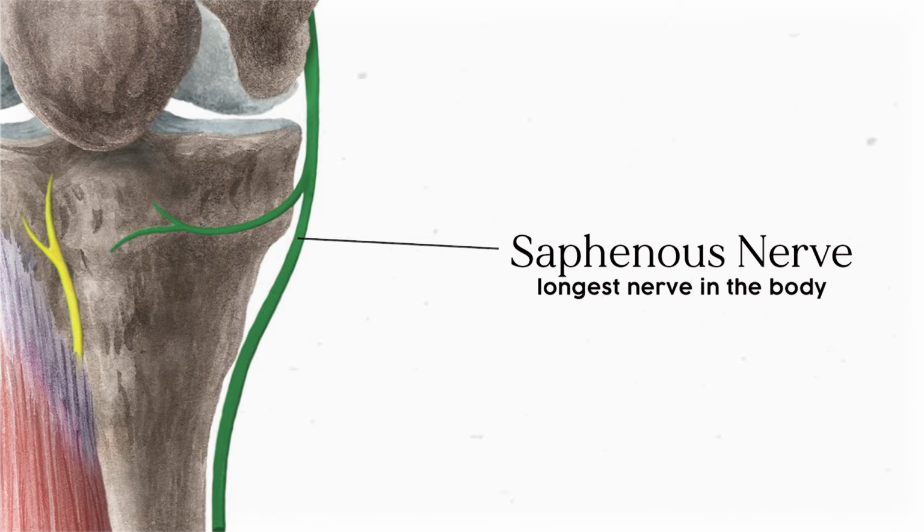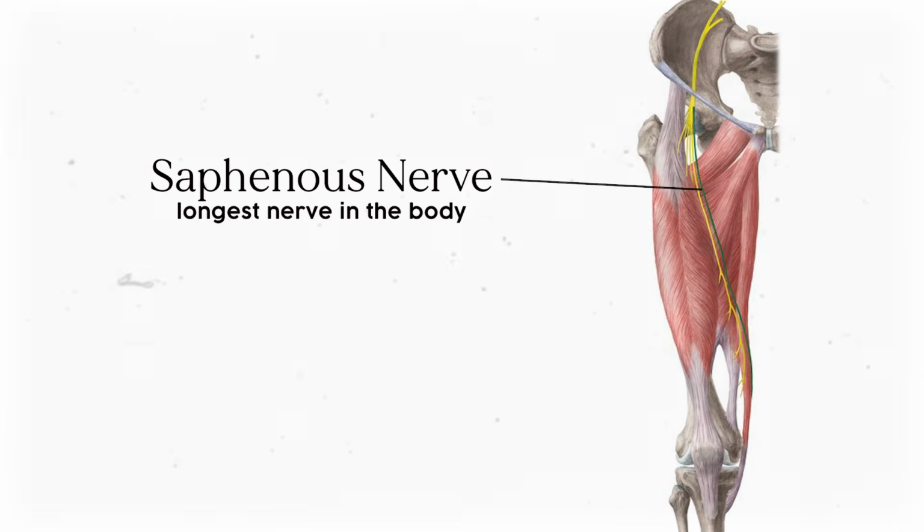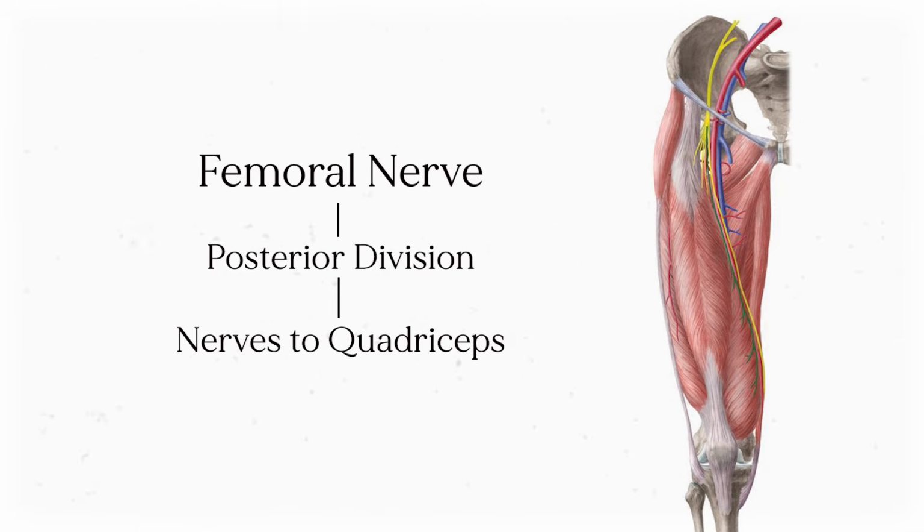The posterior division of the femoral nerve only splits into one sensory nerve, the saphenous nerve, which goes down past the adductors and innervates the skin of the medial lower leg. It's actually the longest nerve in the body. Otherwise, some of the other branches of the posterior division send motor signals to the quadriceps. Alright, that's it for the femoral nerve, but a quick heads up.